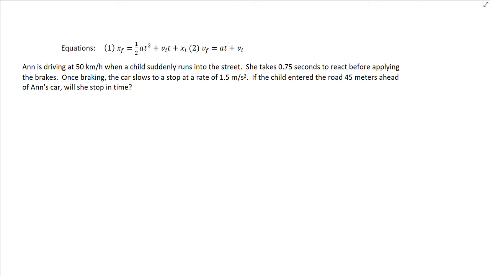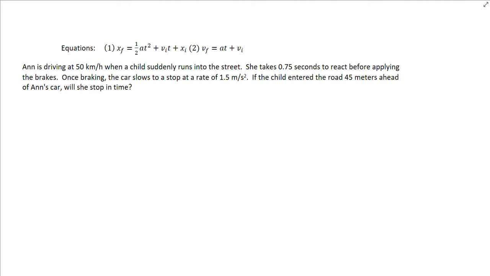So Anne is driving. She's got a rate of speed, and she sees a child. The moment she sees it, she can't be pressing the brakes yet. She takes 0.75 seconds to react before applying the brakes. So once braking, the car will slow to a stop at a rate of 1.5 meters per second squared. And it says the child entered the road 45 meters ahead of Anne's car, and will she stop in time?